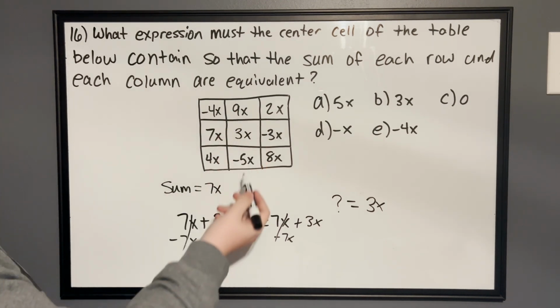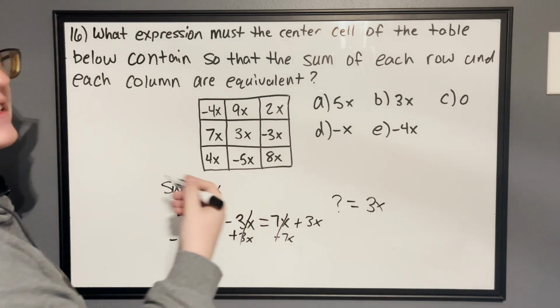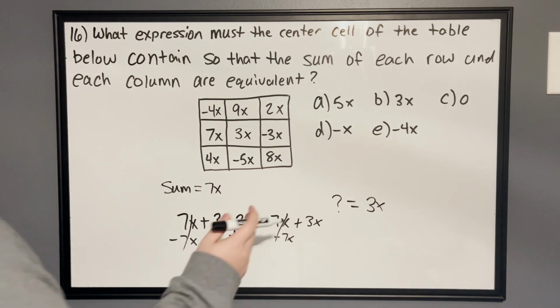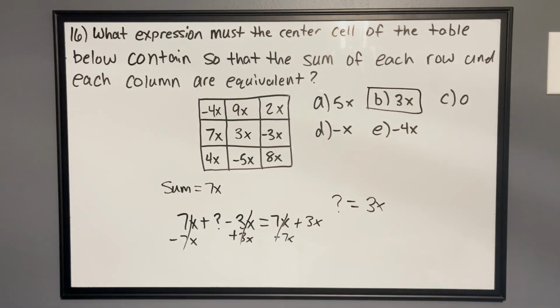Let's just use this column as an example. 9x plus 3x is 12x, minus 5x is 7x. So we know that this works, and our answer is going to be B. 3x should go in the center. That's it for question 16. Let's move on to question number 17.